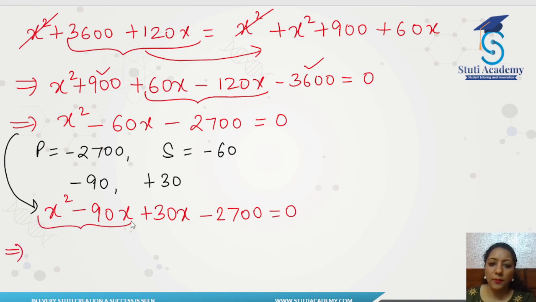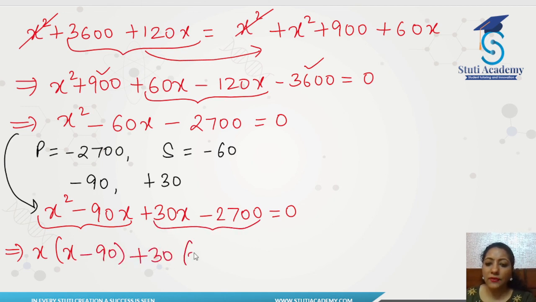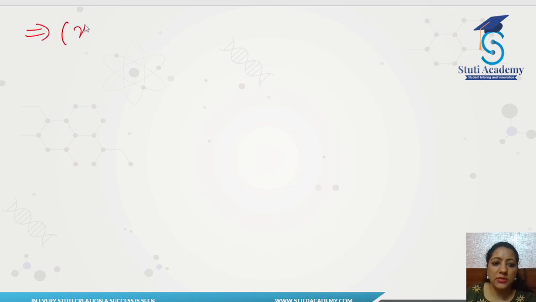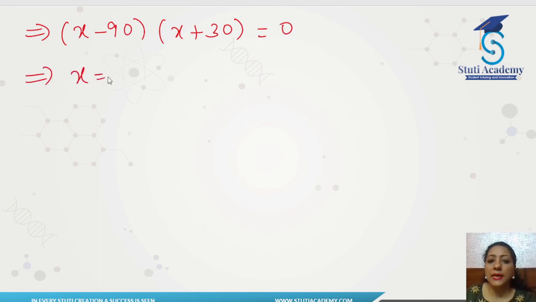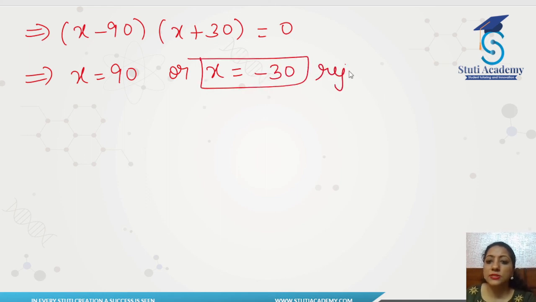Now we can take common from here. If we take x common, we'll have x minus 90. And if we take 30 common here, we will have x minus 90 here. Now we can take this x minus 90 common. So we are going to get here x minus 90 times x plus 30 is equal to 0. So either x is 90 or x is minus 30. So we will reject this. We are going to reject this because we know that the lengths can never be negative. So we have x as 90.